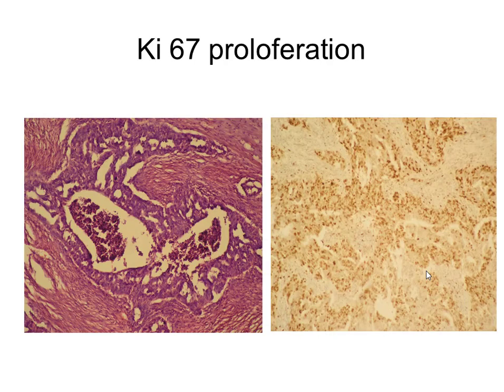Ki67 is a marker of proliferation of the cells. Only the nuclei of cells which undergo proliferation will stain brown. It's a very useful marker. We can count the proliferative cells and we can know what the future of this tumor will be.